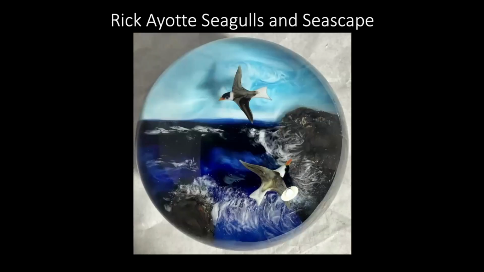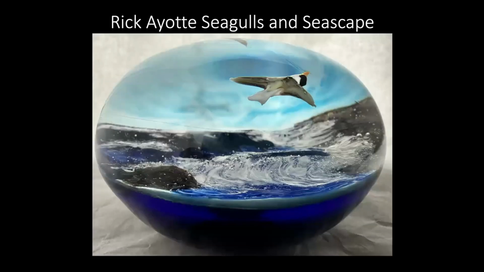Rick Ayotte is most known for his bird weights. This is part of his Glasscape series in which he uses painted backgrounds. You can see the lampwork bird on top, the waves crashing below.